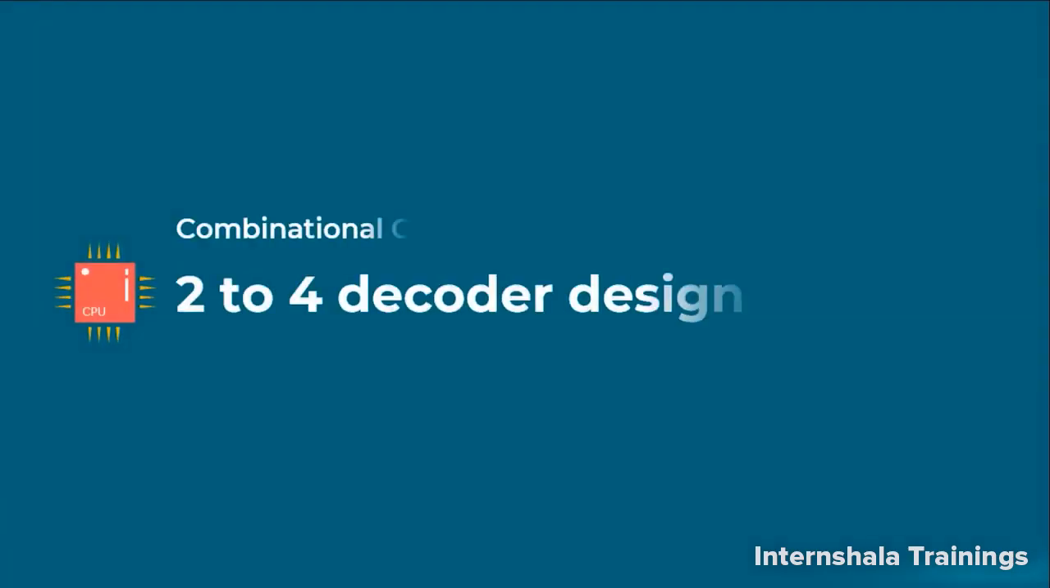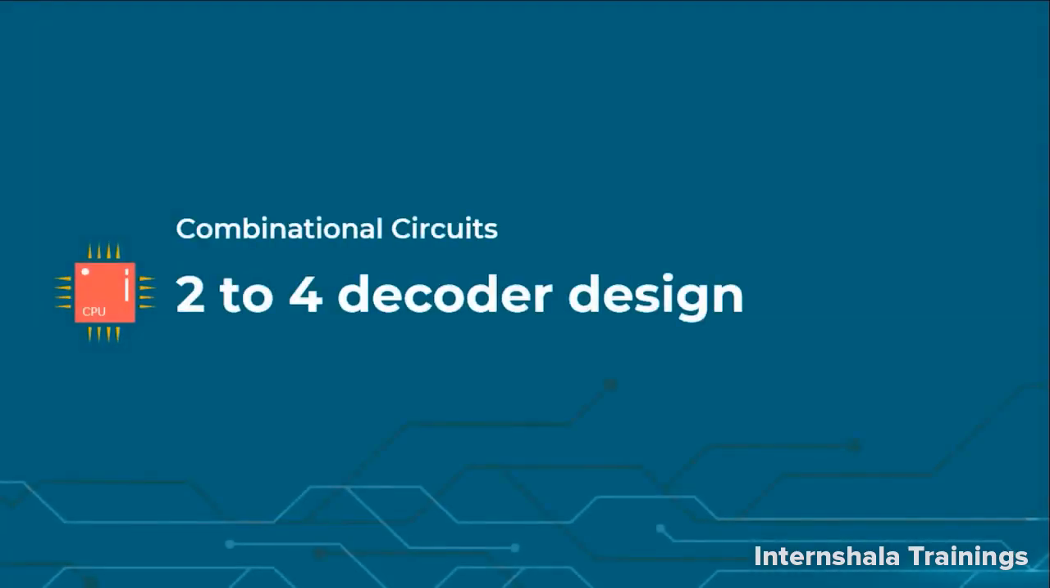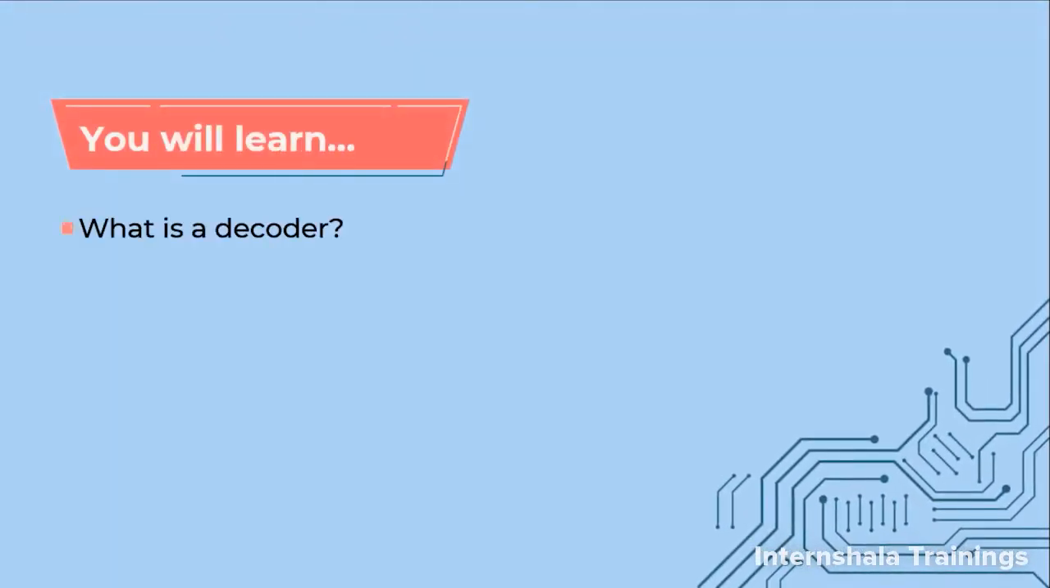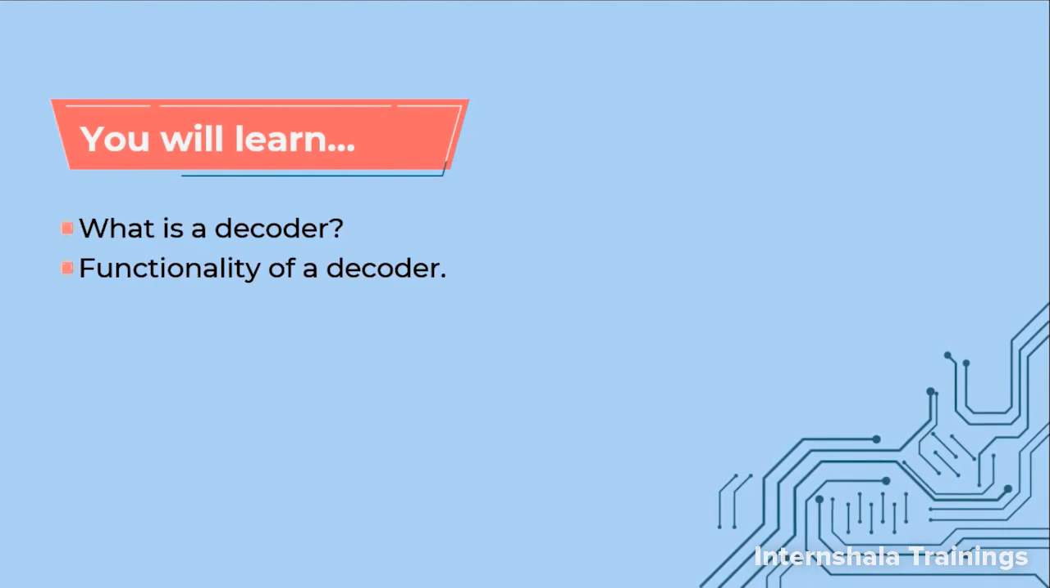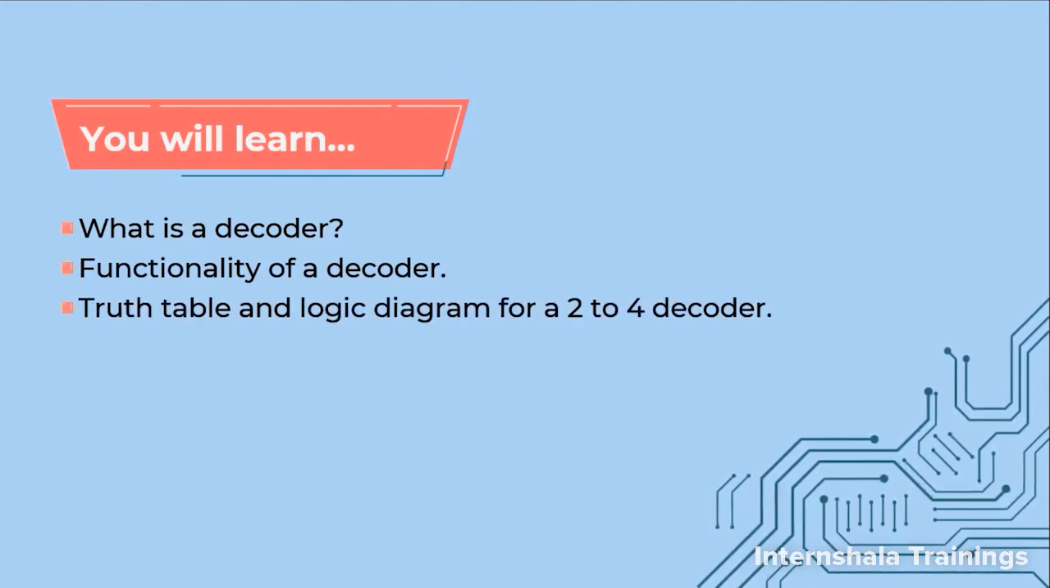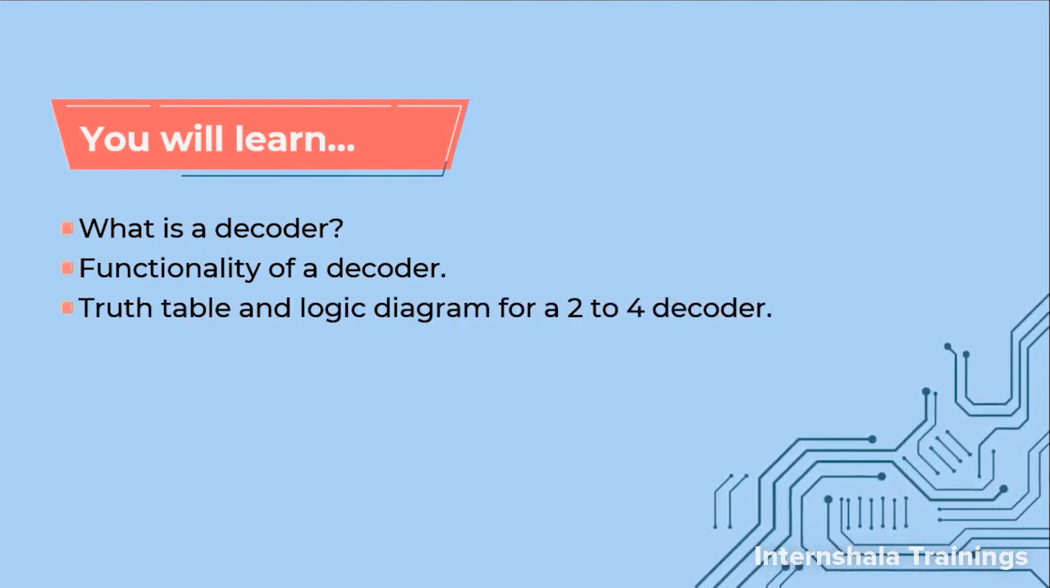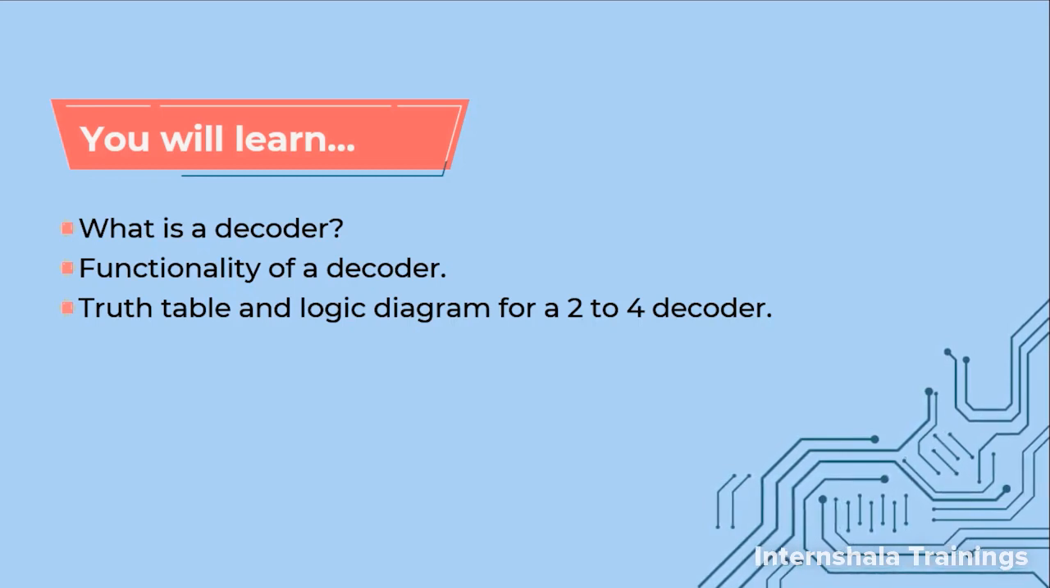Hi students, welcome back. So now we are going to talk about the next set of digital modules, and that is decoder. So in this video we are going to talk about what is a decoder, the functionality of the decoder, the truth table, logic diagram, and how to implement a 2 to 4 decoder. So let us get started.